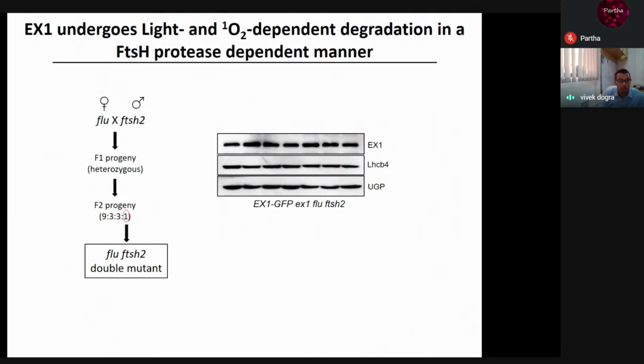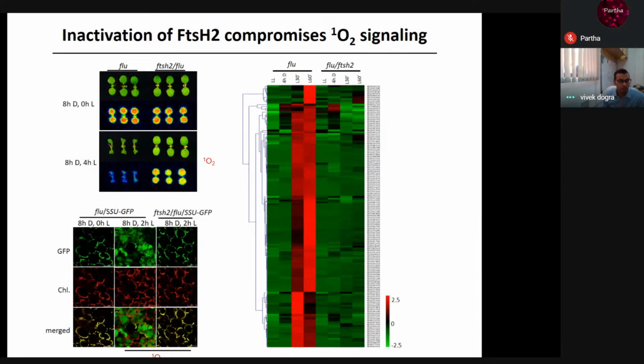Something is happening to the protein per se. So the protein is having some problem. It is sensing the ROS, but it is not undergoing degradation. Okay, then what does it mean? If we are correct, we thought probably there will be no signaling and there will be no cell death. And exactly this was happening.